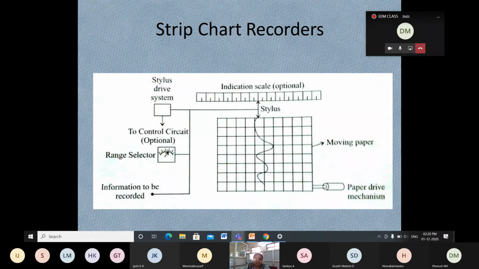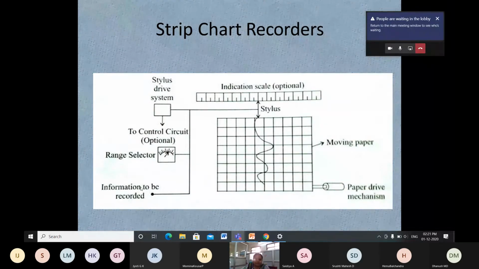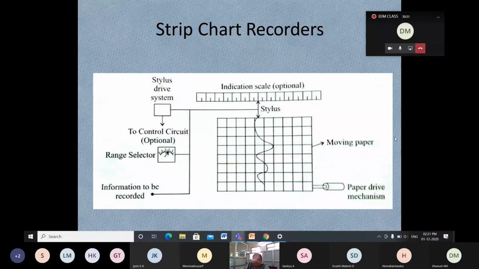Then a control circuit is connected. It is optional, depending on whether you want to control it; otherwise you can use some controlling signal device there. Then the range selector, which is the range you are going to select, is connected here. Then the information to be recorded, whichever information you are recording, has to be connected here. This is a moving type. Okay, what is the operation? This is about the construction of the strip chart recorder.